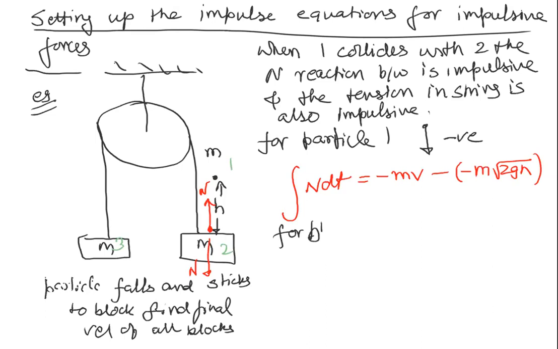For block 2, ब्लॉक 2 के ऊपर नीचे की तरफ नॉर्मल रिएक्शन लगा है और ऊपर की तरफ टेंशन लगा है. ये दोनों impulsive forces. I will assume this time that, चलो फिर से वही लेते हैं, ऊपर वाली डायरेक्शन पॉजिटिव.